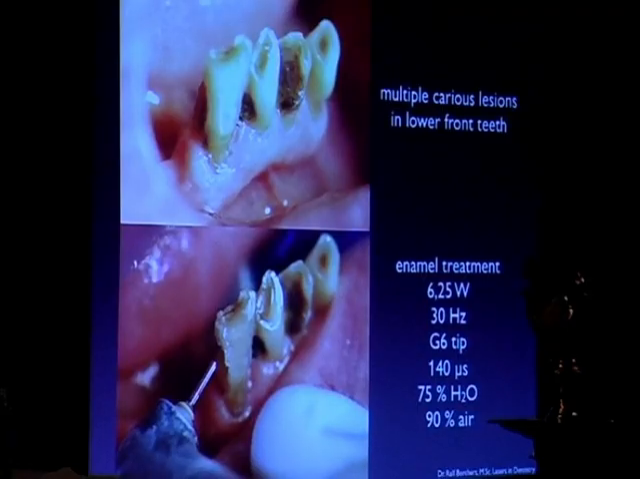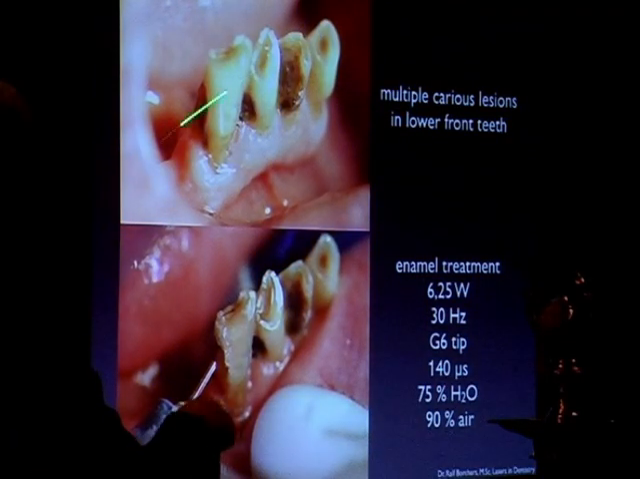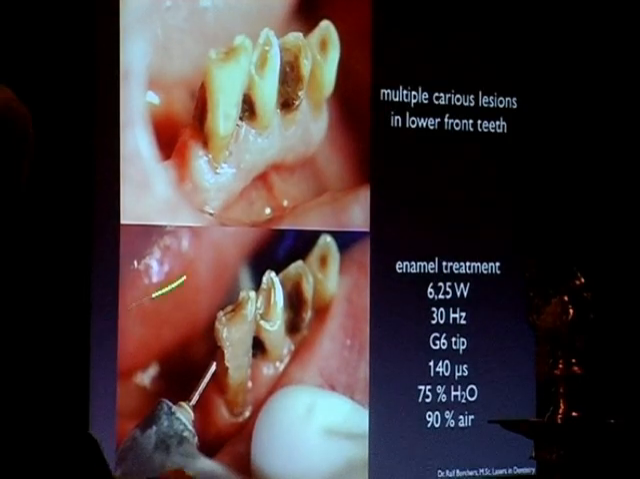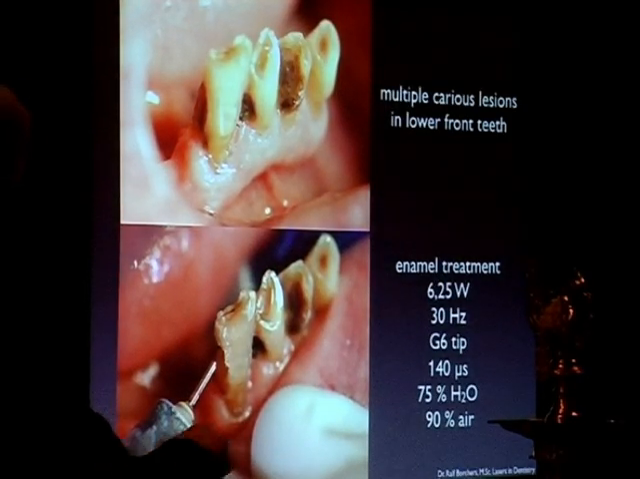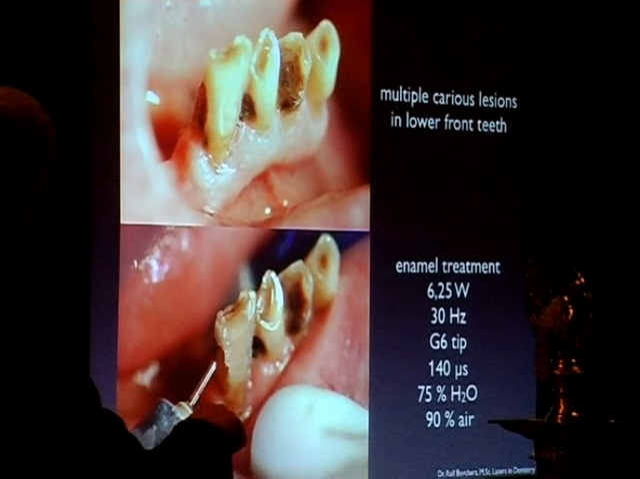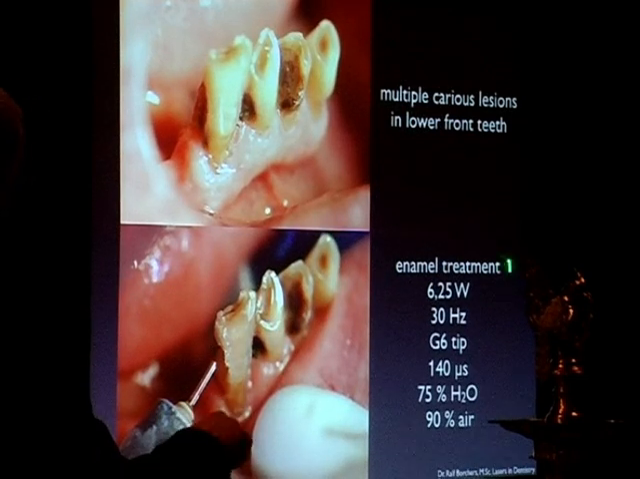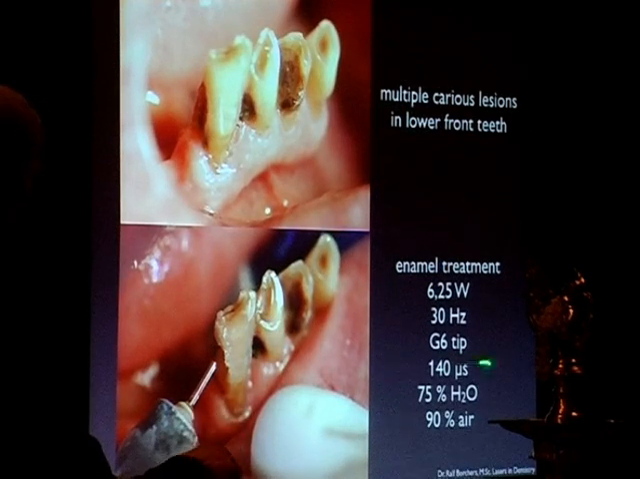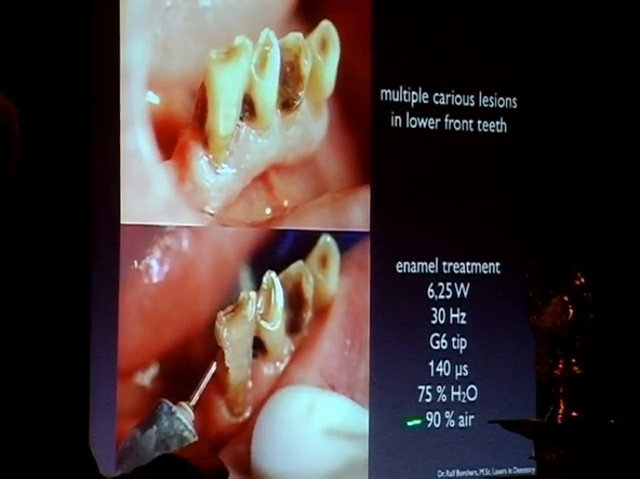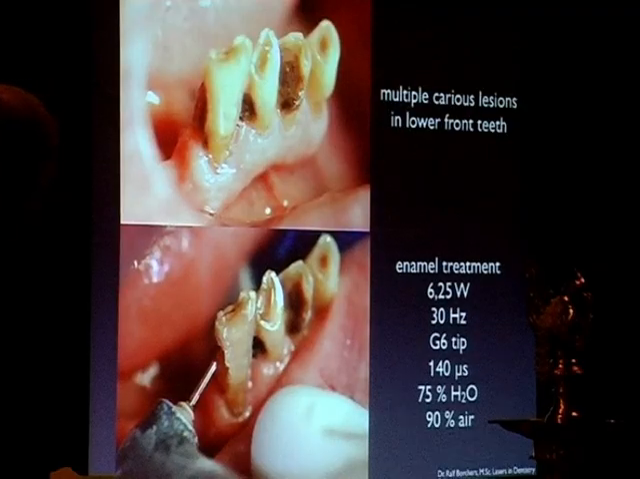Okay, here are some examples for treatments with erbium chromium YSGG lasers. You can see here multiple carious lesions treated with an erbium laser in non-contact mode with a special tip with 6.5 watts, 75% of water, 90% of air. And this is a short pulse, 140 microsecond pulse.